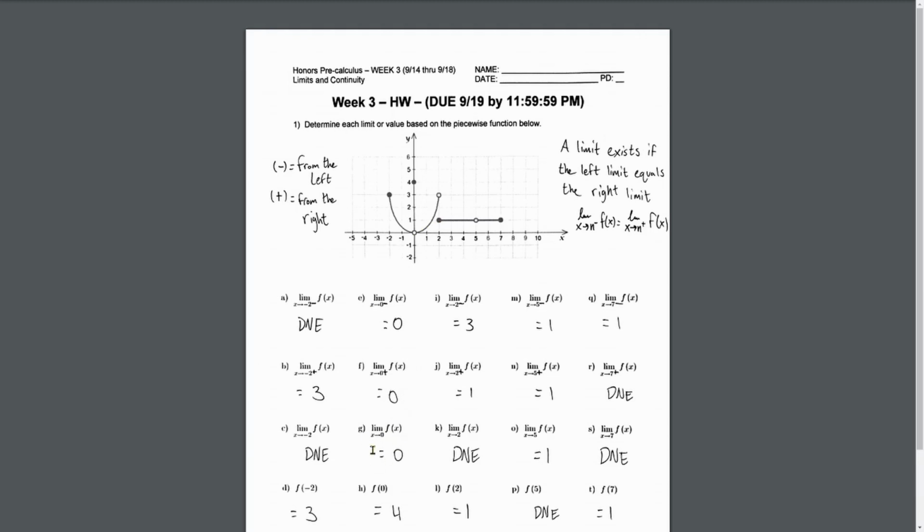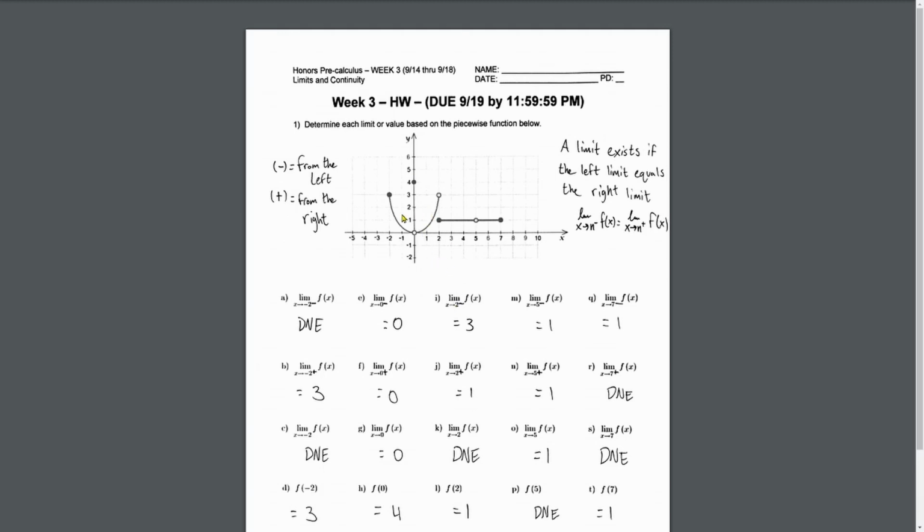So that limit exists. Finally, we have to evaluate the function at 0. So f of 0, looks like we have a solid point up here at y equals 4. So f of 0 equals 4. The next x value we have is x equals 2.